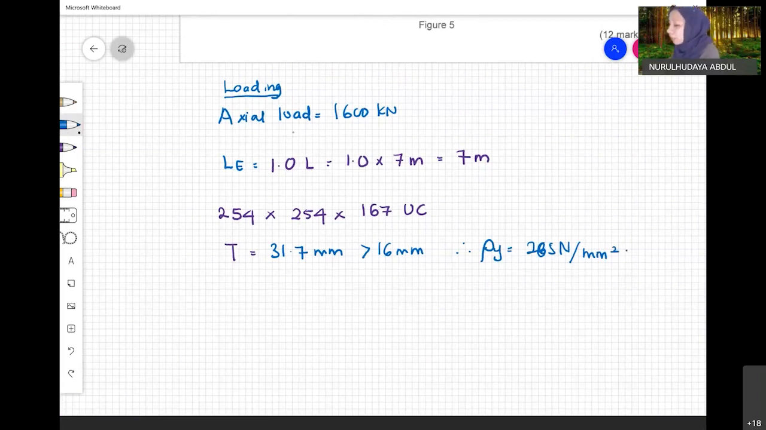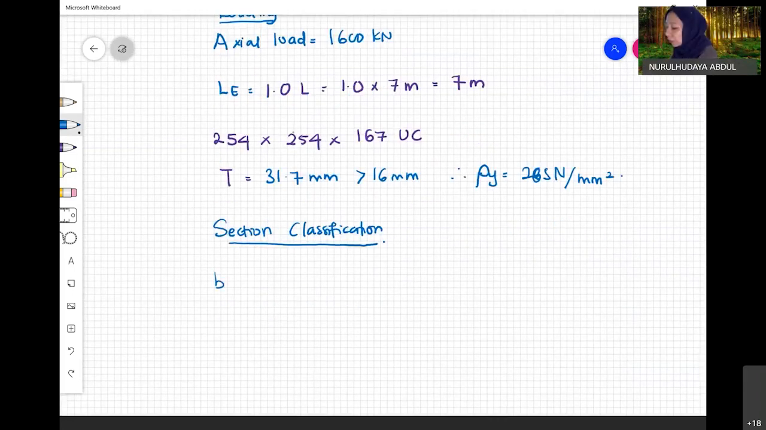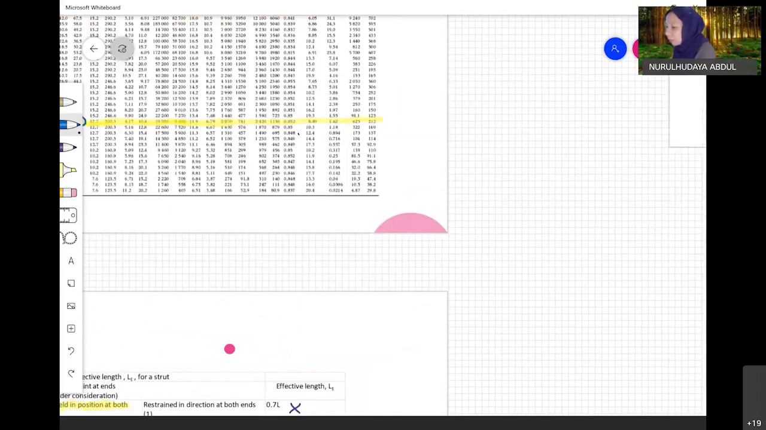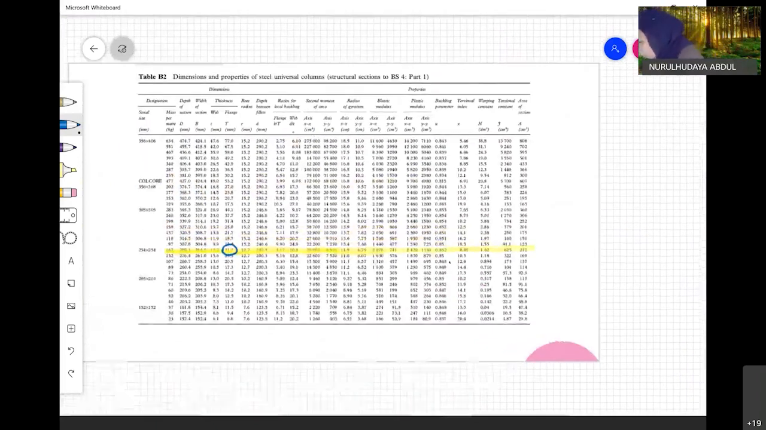And then we can calculate the section. We need to calculate the section classification. Kita nak classify our section. Find the B over T and D over T. This ratio yang kita perlukan. So, kita refer again to this table to find B over T and D over T.